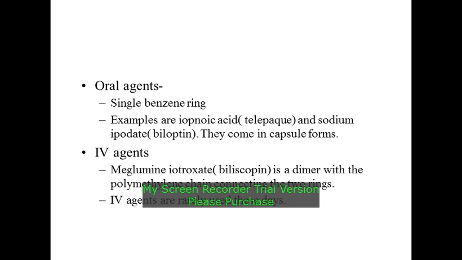Examples are iopanoic acid, Telepaque, and sodium ipodate, Biloptin. They come in capsule form. IV agents, meglumine iotroxate, Biliscopin, is a dimer with a polymethylene chain connecting the two rings. IV agents are rarely used these days.